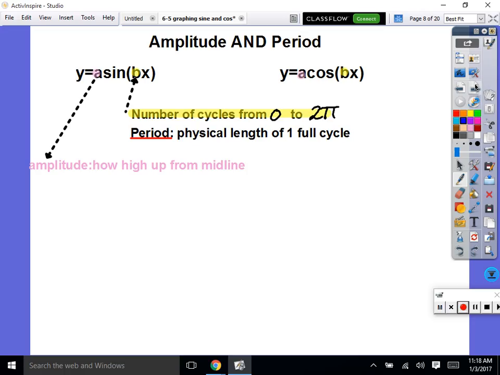Period is the physical length of one cycle, and this is how we get it. We do get our period using B. This is the formula we use for period. So period is 2 pi divided by B. So we are going to use that B to find the length of one cycle. You just got to memorize and remember that formula. Period means the physical length of one cycle. And remember, we're going to need to know that because we're drawing in 2 cycles. So the physical length of one cycle you'll find by doing 2 pi divided by B.